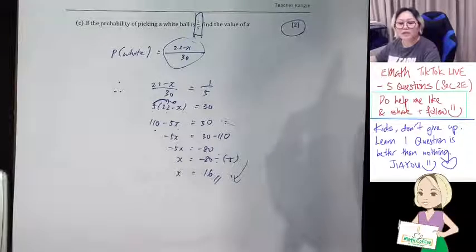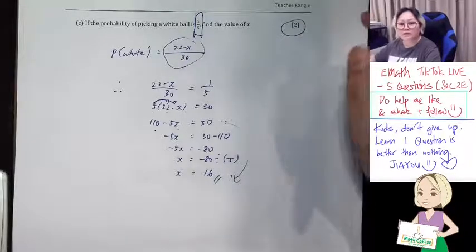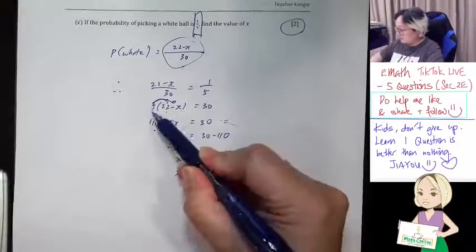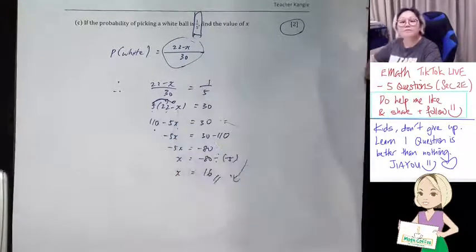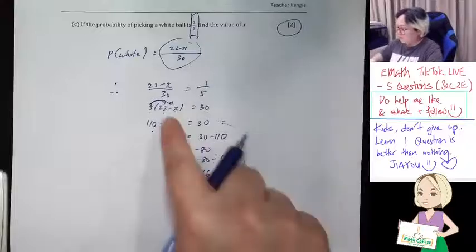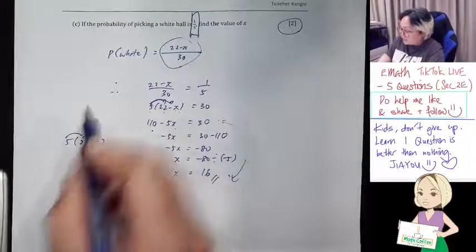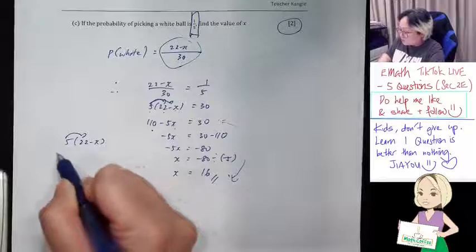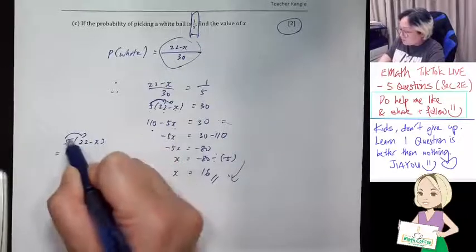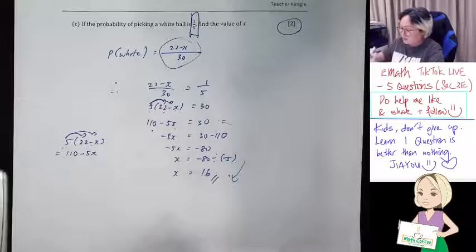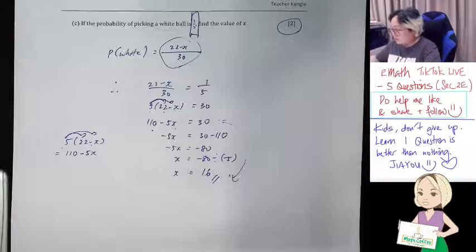Yes, Justin, thanks for telling the student. Where does the 5x come from? 5 times x, 5x. What I did was I just do the rainbow here. See here, this one times this one. Positive 5 times 22, it is 110. Positive 5 times negative x is minus 5x. Okay?